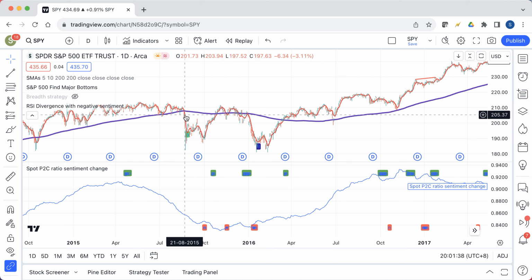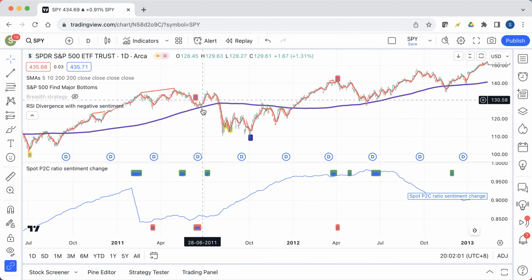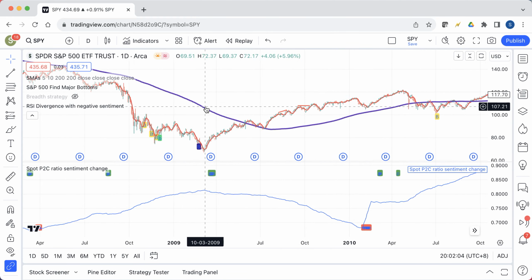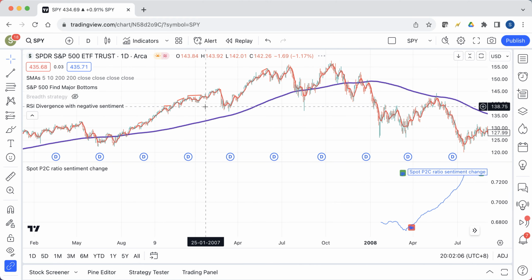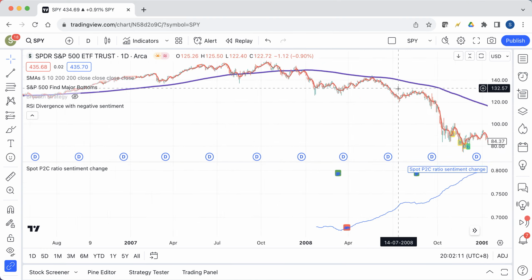However, it doesn't find the pattern here, so you still need to apply a good risk management strategy to protect your profit if you want to avoid the loss during these very sudden bear cycles. Again, it finds the pattern here. And again, it doesn't find the top of the 2008 financial crisis.